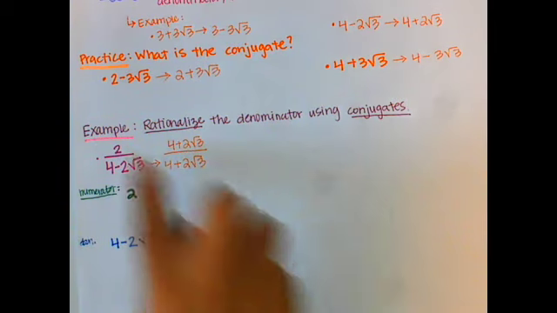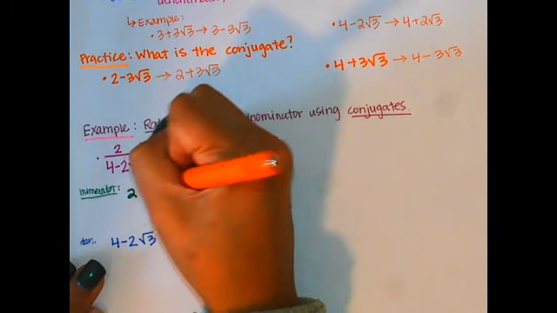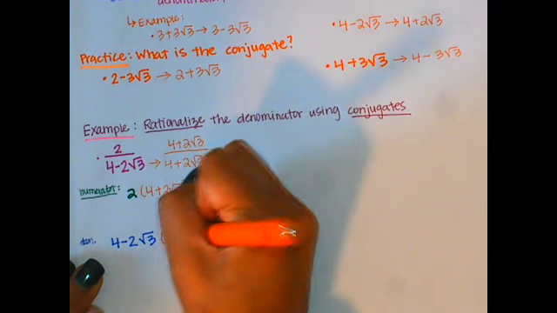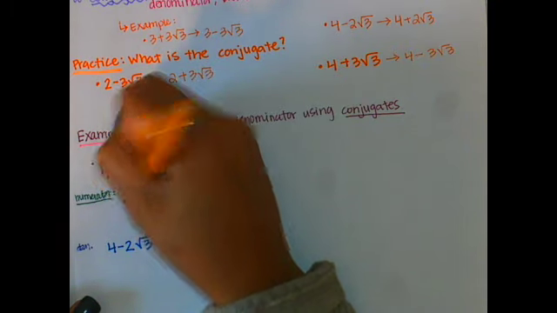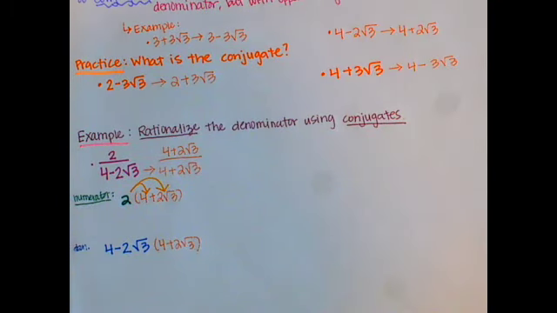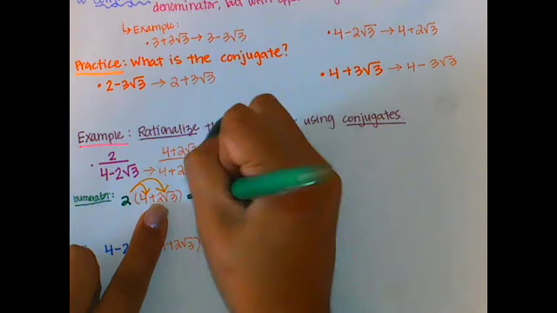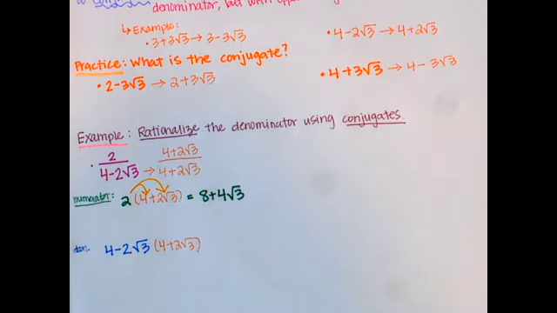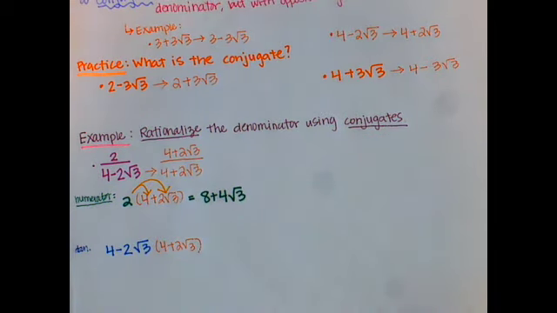Okay, now I'm going to multiply both numerator and denominator by our conjugate, 4 plus 2 radical 3. Well, this top one looks a little easier. All we're doing is our distribution. Two times 4 is 8. 2 times 2 is 4. And our radical stays the same because nothing is being multiplied. We multiply the outsides and the insides together, but since there's nothing inside of a radical here, we just leave it as it is.